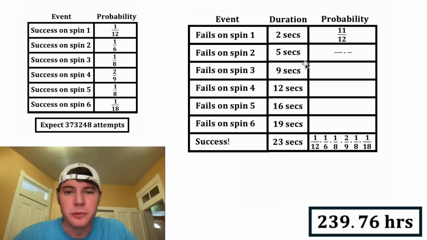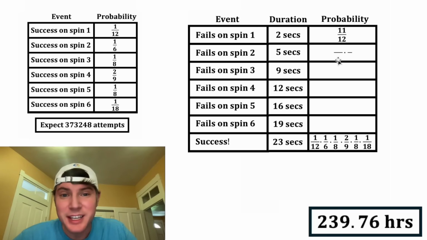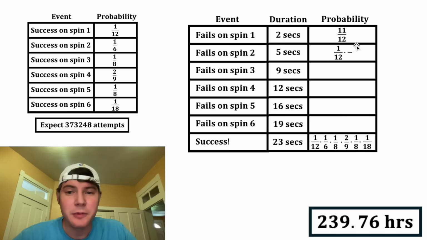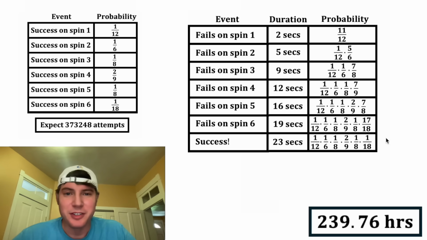Now for the next one, we need the first one to succeed, which would be 1/12. And then we need the second spin to fail, which would be 5/6. And then for the third one, we need the first spin to succeed, which would be 1/12. We need the second spin to succeed, which would be 1/6. But then we need the third spin to fail, which would be 7/8. And that pattern will continue for the rest of these.